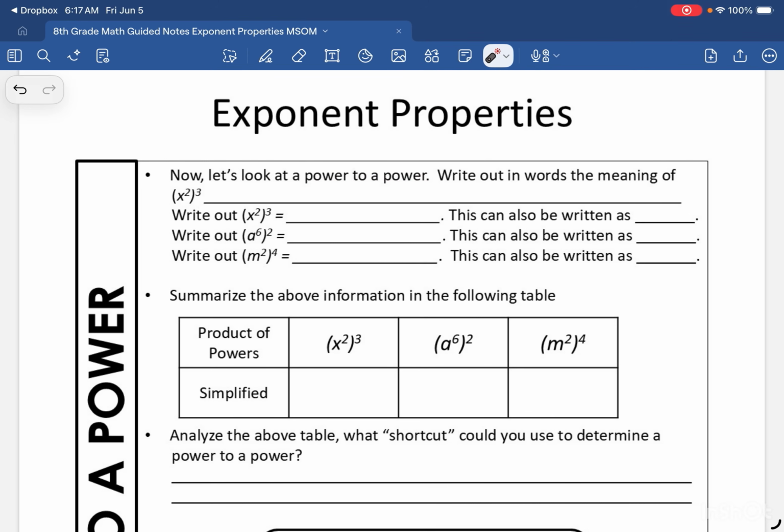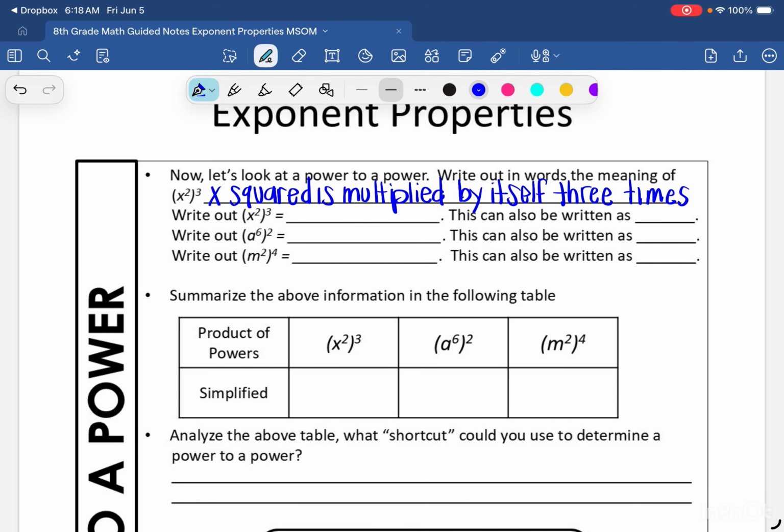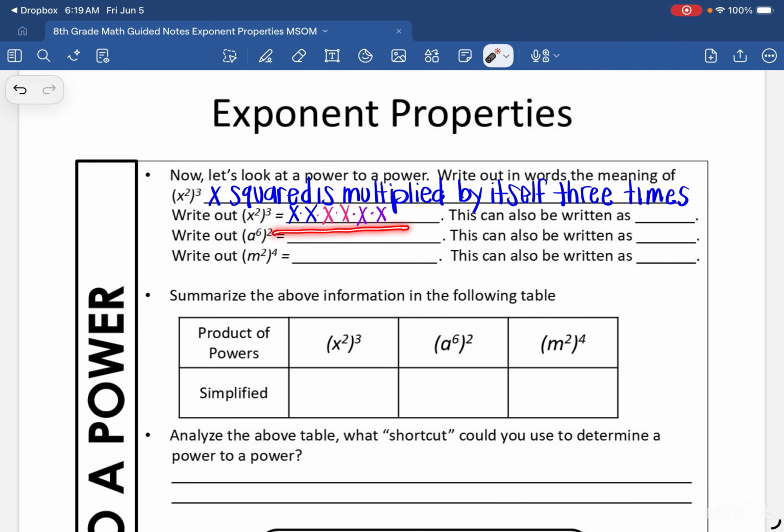Now we're going to look at a power to a power. Write out in words the meaning of x to the second to the third. And that's going to mean x squared is multiplied by itself 3 times. We are going to write out x squared cubed. So that means I have x squared 1 time times x squared 2 times x squared 3 times. This can also be written as x to the 6, because I have 6 x's.